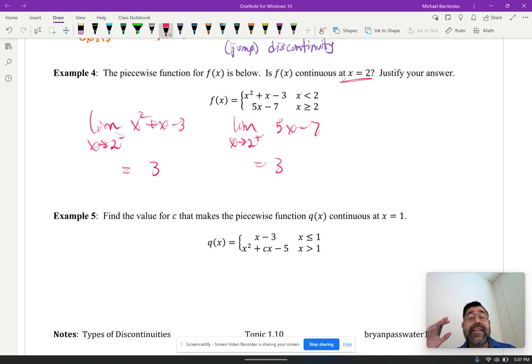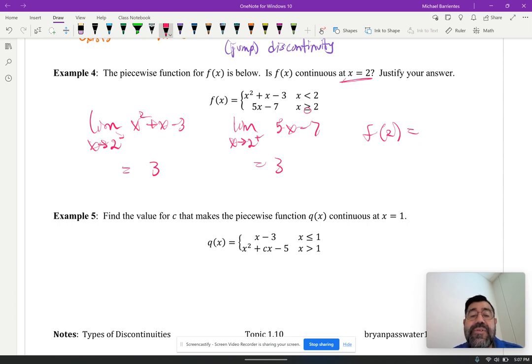This tells us that the two pieces, by the way, by themselves, x squared plus x minus 3, the top piece, that's a quadratic. It is nice and connected. The bottom piece, 5x minus 7, that's a linear. That's nice and connected. And what we just figured out is they're going towards the same place. So now the only thing I need to check is, what is f of 2? Is there a y value? Does the function tell me how to find the y value at 2? And it does, because of this equal sign.